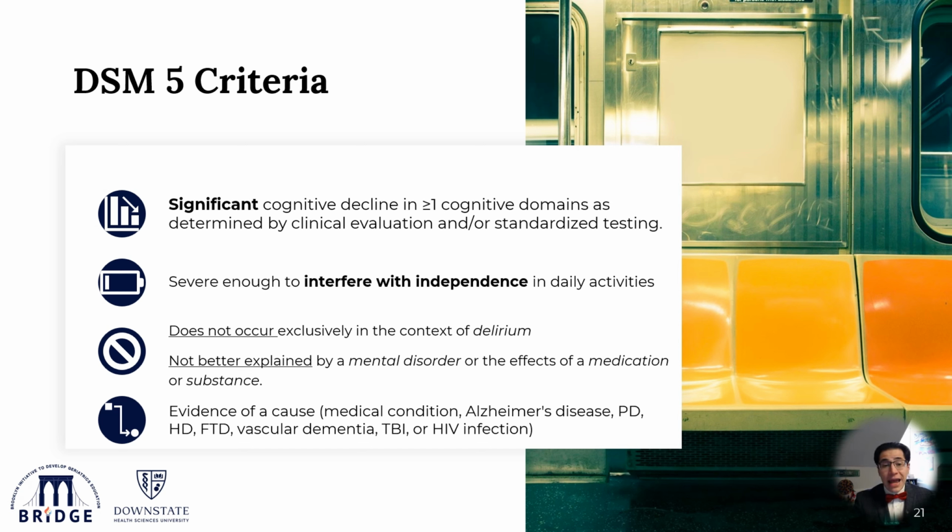And there should be evidence of a cause that we can think of, like a medical condition: Alzheimer's disease, Parkinson's disease, Huntington's disease, frontotemporal dementia, vascular dementia, TBI or HIV infection, among many other causes.